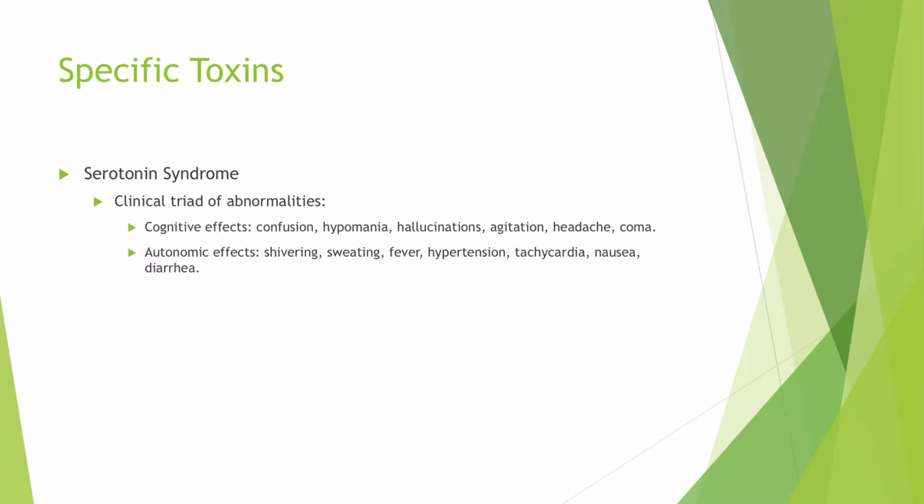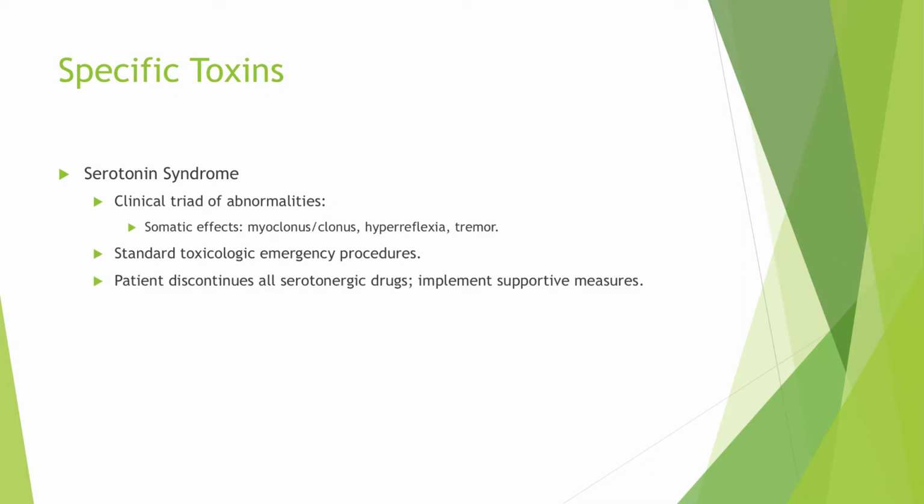So here's this triad of clinical abnormality. You'll see the cognitive effects of confusion, hypomania, okay, hallucinations, agitation, headache; your autonomic effects: shivering, sweating, fever, hypertension, and you're seeing some of those autonomic effects you can't do much about. And then the muscular or body effects are clonus and myoclonus, the hyperreflexia and tremoring. All right, use standard procedures, and then discontinue the use of that, of course, and implement other supportive measures as you need to.